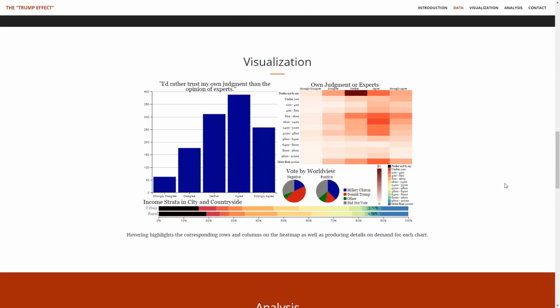So this is the visualization. The interactivity that I've implemented is all mouse over. The first thing I want to point out is that mousing over these bars highlights the corresponding column in the heat map, and mousing over the bar segments for the stacked bar graph highlights the corresponding row in the heat map.